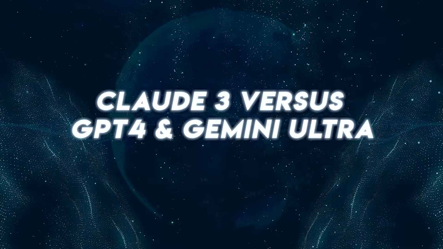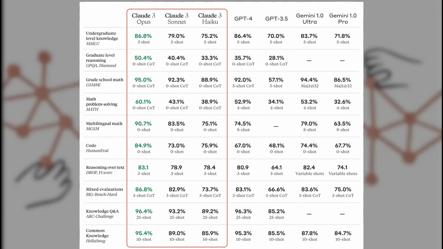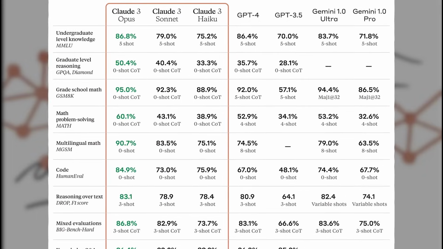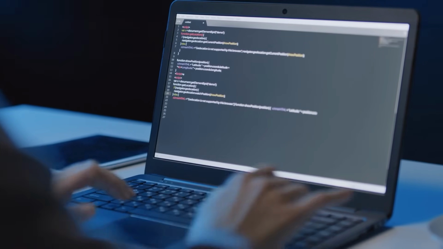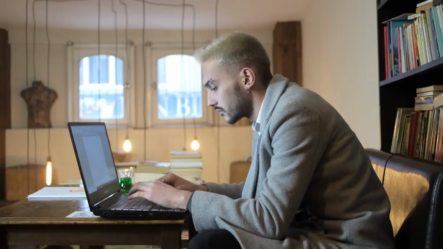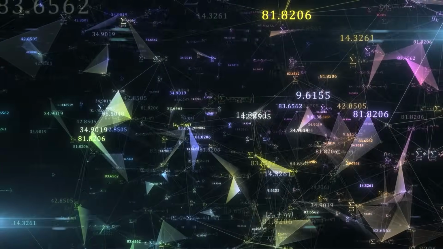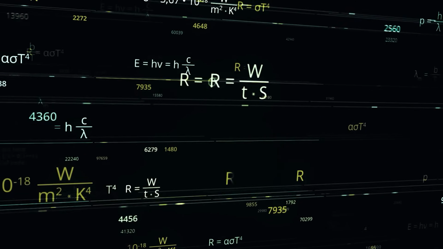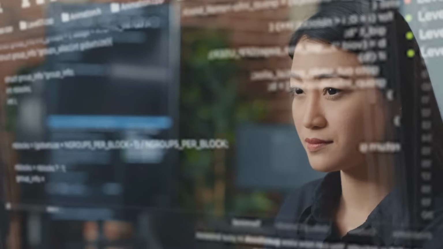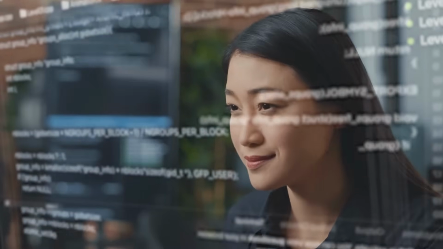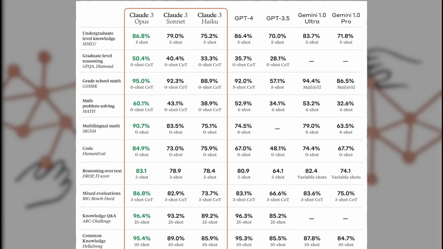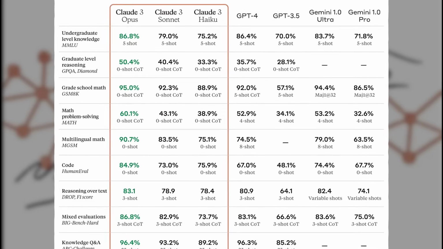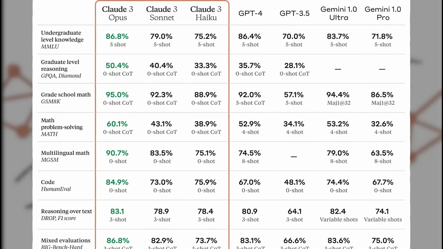Claude 3 versus GPT-4 and Gemini Ultra. The Opus model outshines both GPT-4 and Gemini 1.0 Ultra across a spectrum of benchmark assessments. These tests span a diverse range of competencies, including undergraduate and graduate-level academic understanding, elementary and advanced mathematical problem-solving, multilingual mathematical analysis, coding logic interpretation, and general knowledge inquiries. What stands out is the performance of the free variant, Sonnet. It has demonstrated superior results compared to GPT-4 and Gemini 1.0 Ultra in numerous benchmark tests.